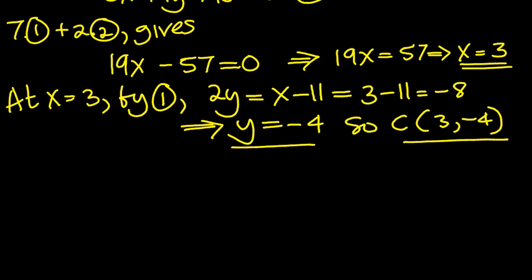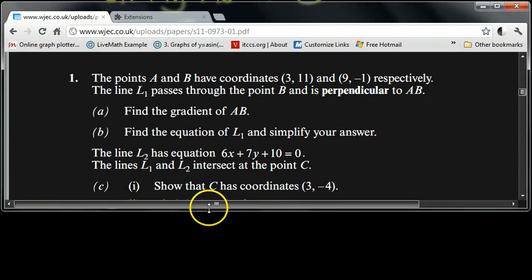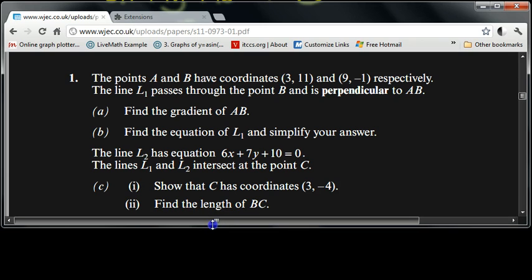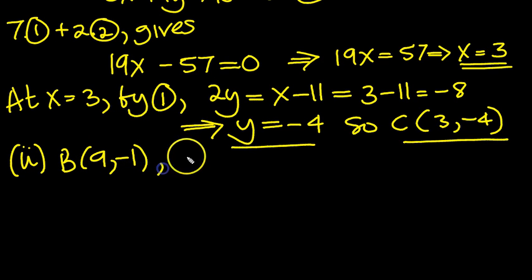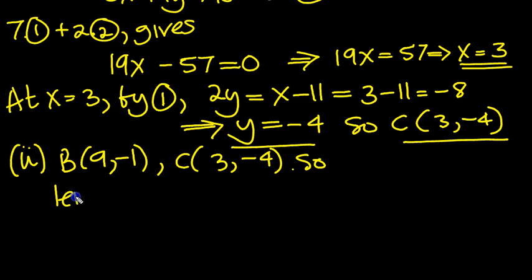So now part 2, which I'll write out for you because we've got all 3 parts to do here. Second part of the question, let's just have a look at it. Find the length of BC. Okay, the length of BC, we've got the coordinate C, and the coordinate B is (9, -1), so let's write that in. So B has coordinates (9, -1). C has coordinates (3, -4), which we've just worked out.